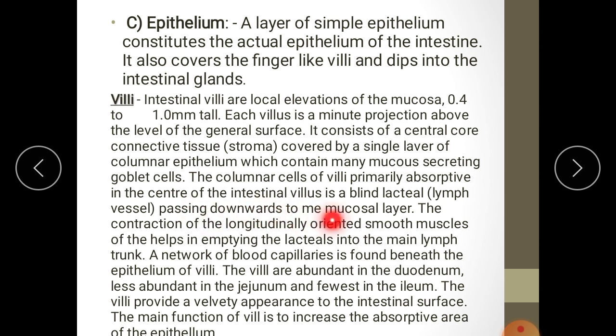Passing downward to the mucosal layer. The contraction of longitudinally oriented smooth muscles of the intestinal wall helps in emptying the lacteals into the main lymph trunk. A network of blood capillaries is found beneath the epithelium of villi. The villi are abundant in the duodenum, less abundant in the jejunum, and fewest in the ileum. The villi provide a velvety appearance to the intestinal surface.